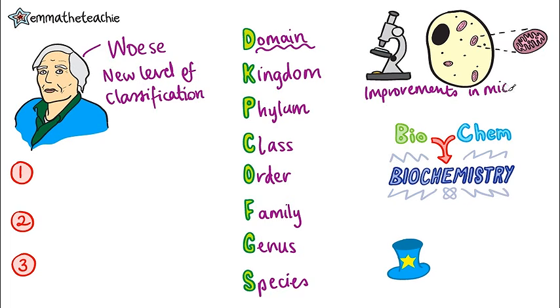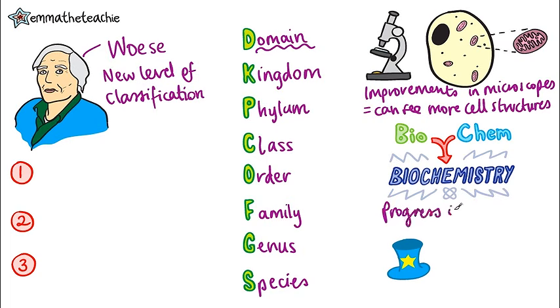First of all, microscopes have really improved a lot over the years, and we can now see a lot more detail of the internal structures of cells. Secondly, our understanding of biochemical processes that happen in living things has also really progressed since the 18th century.